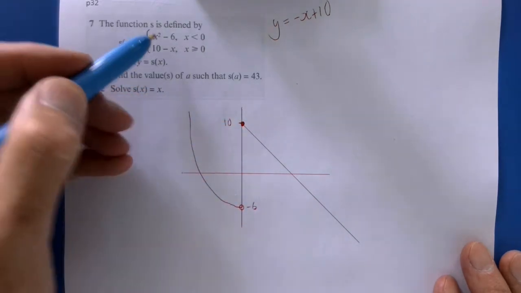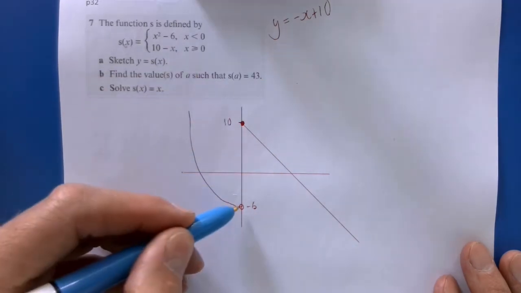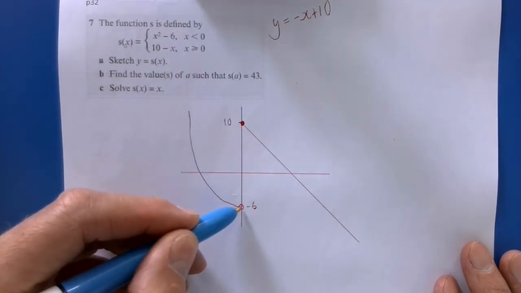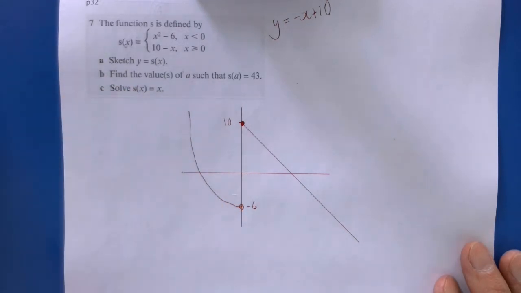When x is less than 0, we switch to this function. That's the y equals x squared parabola shifted down 6. So it can't actually be 0, but it can be anything slightly smaller than that. So I do an open dot with the parabola going up.